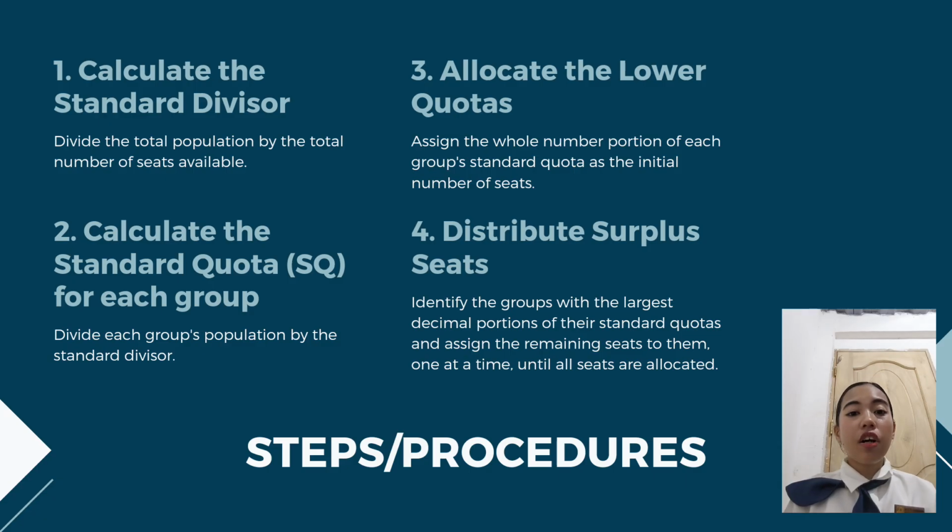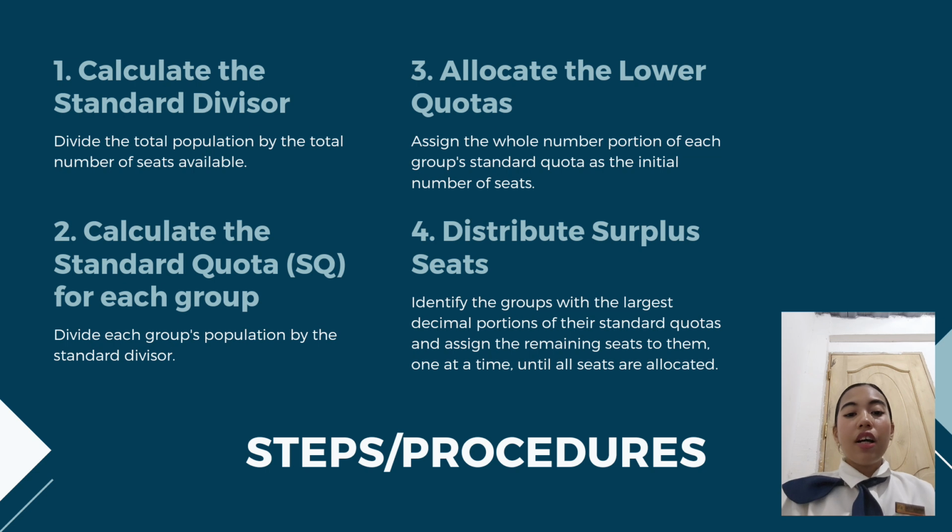I am here to talk about the steps or procedures in Hamilton's apportionment. Step 1. Calculate the standard divisor. Divide the total population by the total number of seats available. Determine how many people each seat should represent. Do this by dividing the total population of all the states by the total number of seats.